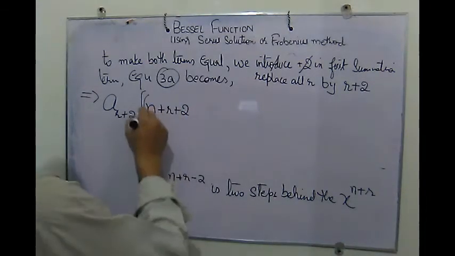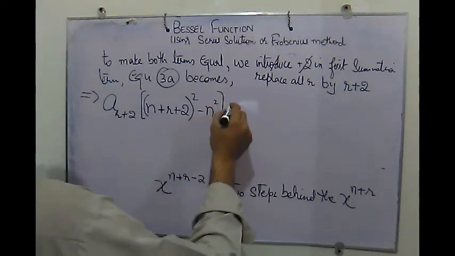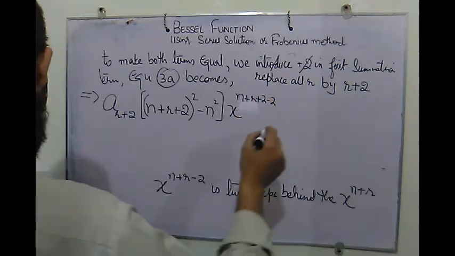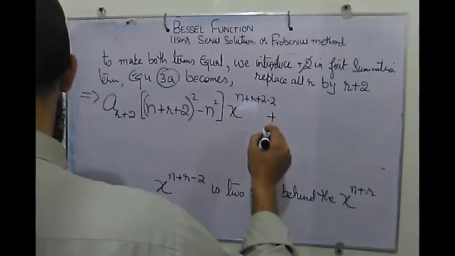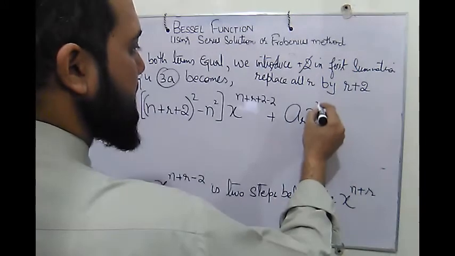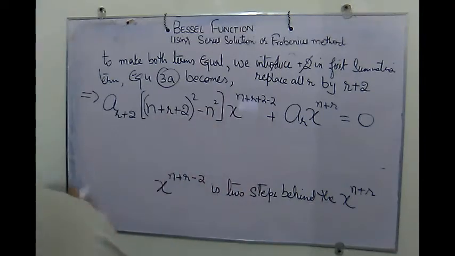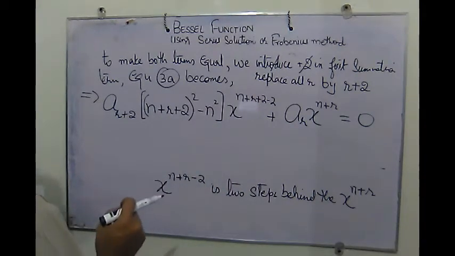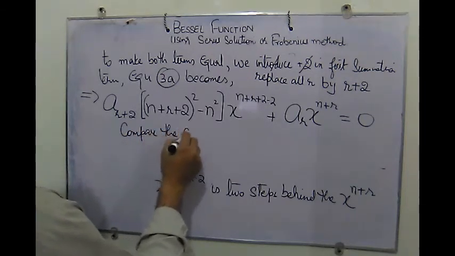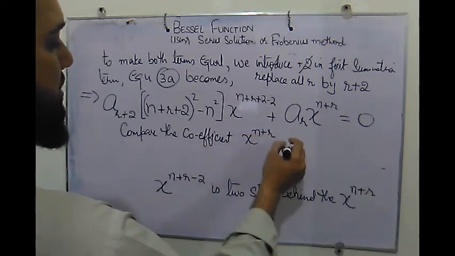So all the terms will become (n plus r plus 2) minus n squared, and then x^(n+r+2-2), plus a_r x^(n+r) is equal to 0. So we also omit the summation sign as well, and we can compare the coefficients of x^(n+r) on both sides.